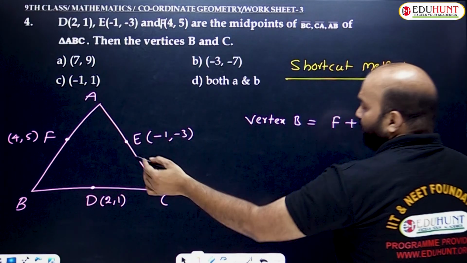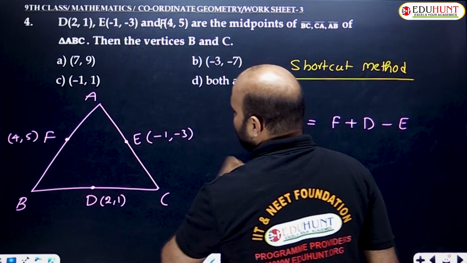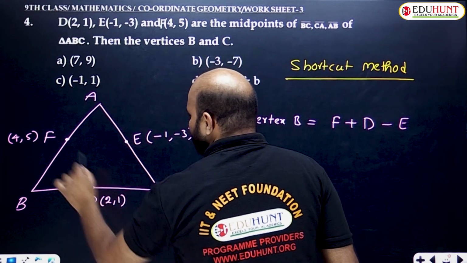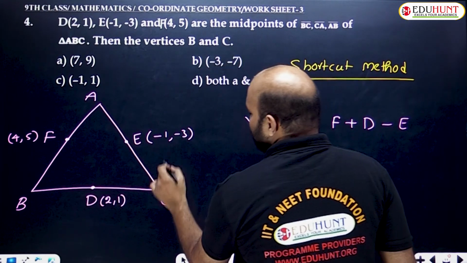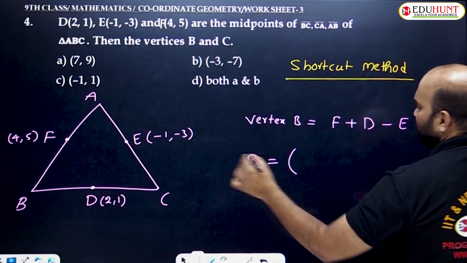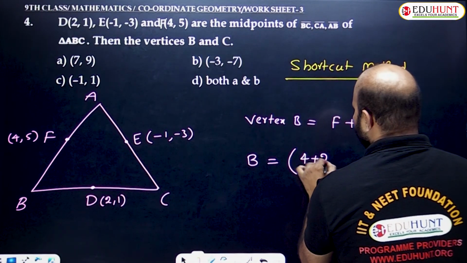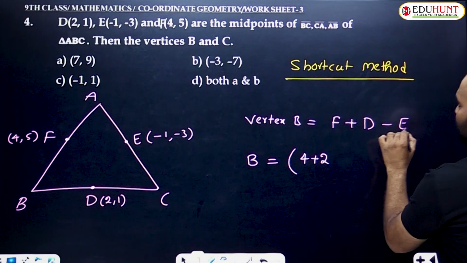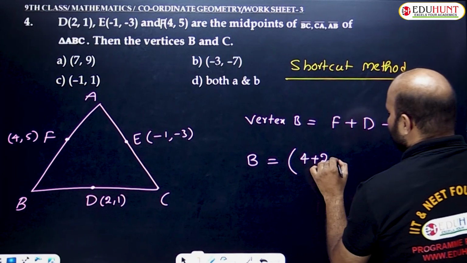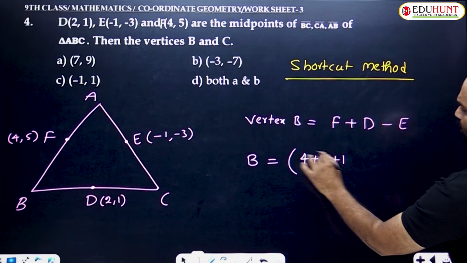Yes sir. So what are the coordinates? F is 4 comma 5, D is 2 comma 1, E is minus 1 comma minus 3. So F plus D means the X coordinates and Y coordinates of F and D are added. First, B equals, what is the X coordinate of F and D? 4 plus 2. But the X coordinate of E should be subtracted from them. So minus into minus is plus 1. That is the X coordinate of B.